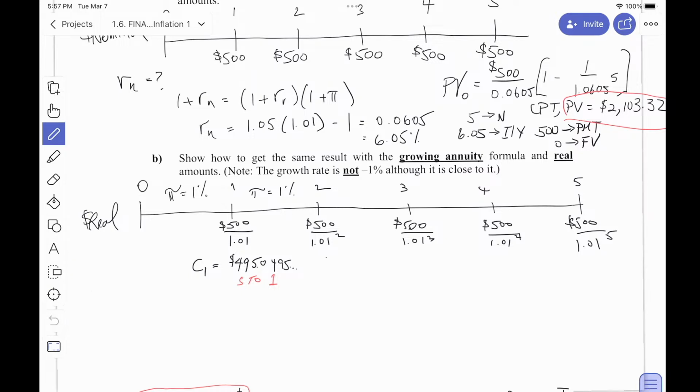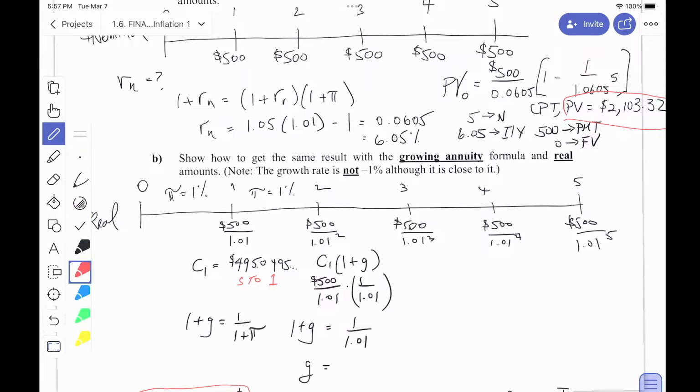So this would then be C1, 1 plus G. So the C1 part is 500 over 1.01, and that means that the 1 plus G must be equal to 1 over 1.01. So these have to be the same if this is going to be C1. Are you with me? So 1 plus G equals 1 over 1.01 means that G must be what? Tell me. And this will make our fourth formula from learning about this. That's the fourth formula from this page.